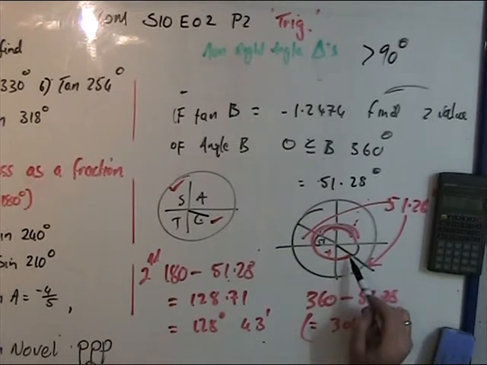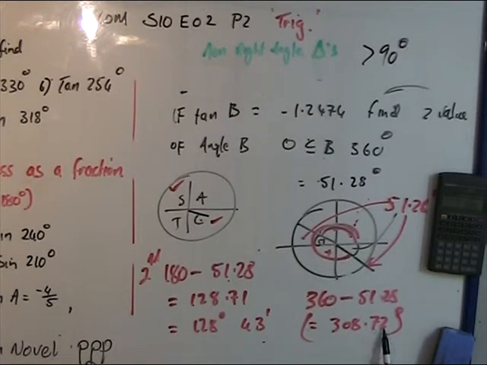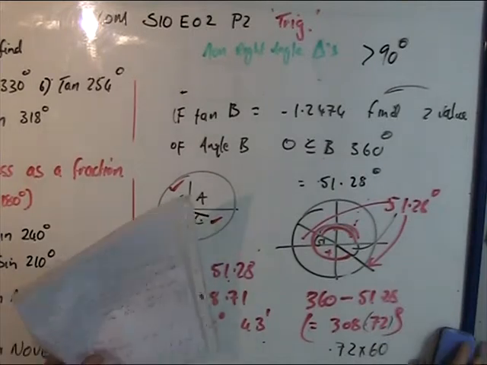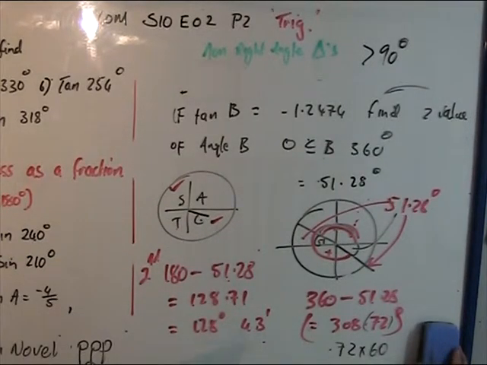And I also did the same with 51.28, this angle here. I took that away from 360 and I found it was 308.72 degrees. If I want to change that, I multiply 0.72 by 60 to change it into minutes. Okay, so that's kind of explained. Now there will be plenty of videos after this in the latter stages. So that's everything there.